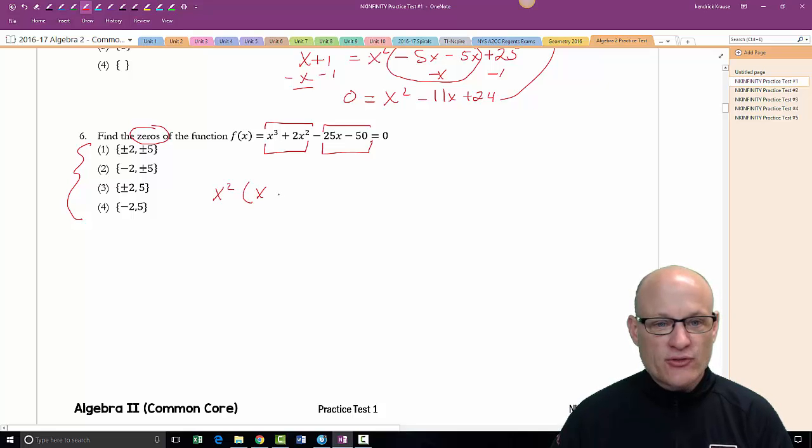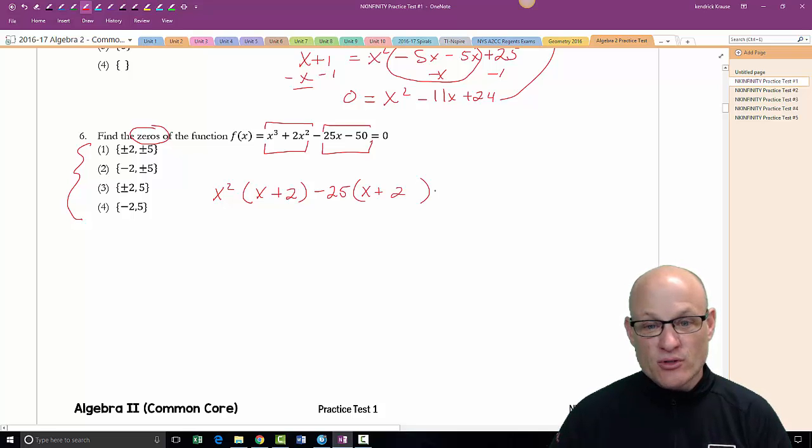Take out an x squared. And I'm left with x plus 2. Minus, now what can I take out of these? 25. But I'm really taking out a negative 25. So I'm left with x plus 2.